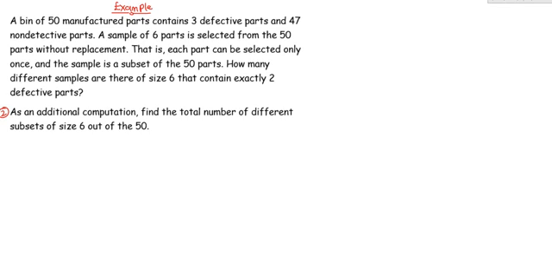In this video, we are going to solve this example I have here. The question says a bin of 50 manufactured parts contains 3 defective parts and 47 non-defective parts. A sample of 6 parts is selected from the 50 parts without replacement. That is, each part can be selected only once and the sample is a subset of the 50 parts. How many different samples of size 6 contain exactly 2 defective parts?